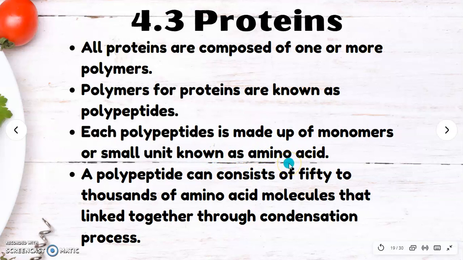For the protein, the monomer is amino acid. For carbohydrate, the monomer is glucose. But for the protein, the monomer of the protein is amino acid. A polypeptide can consist of 50 to thousands of amino acid molecules that link together through the condensation process. A polypeptide is a polymer for the protein, while amino acid is the monomer for the protein.